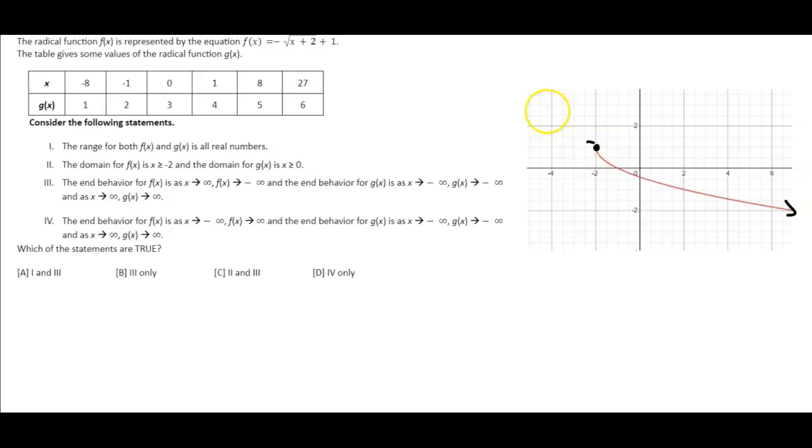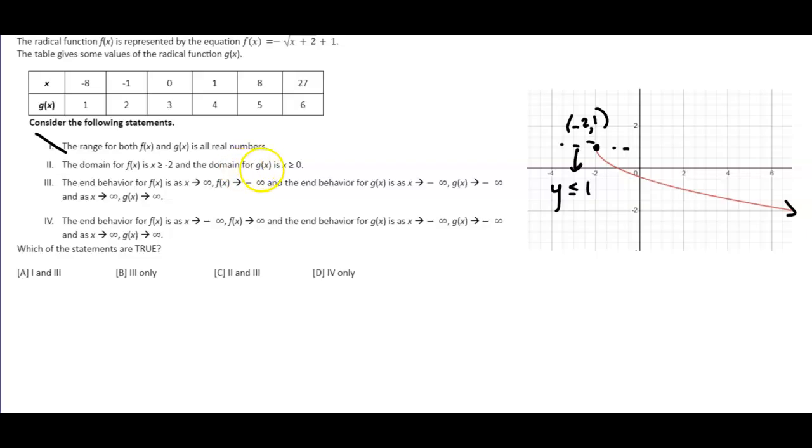In this case, if we're talking about the range, look at a horizontal line. All my graph is below that point. That point is at -2, 1. So in this case, all of my y's are less than or equal to 1, which is not what this is saying here. It's saying that f of x is all real numbers, which is not true, so we don't even have to worry about the range of g of x for this possibility. So it's not 1.